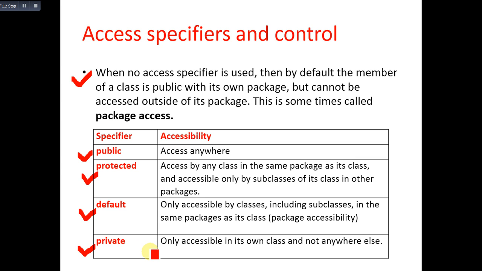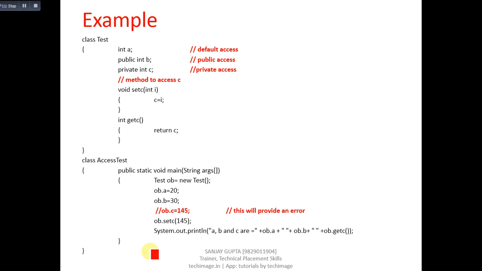To understand these access specifiers better, I am going to explain this example. In this example there are two classes. First is Test and second one is AccessTest. You have to implement both the classes. After compilation, two different bytecodes will be available, named Test.class and AccessTest.class, and you have to execute the AccessTest.class file because it contains the main method.